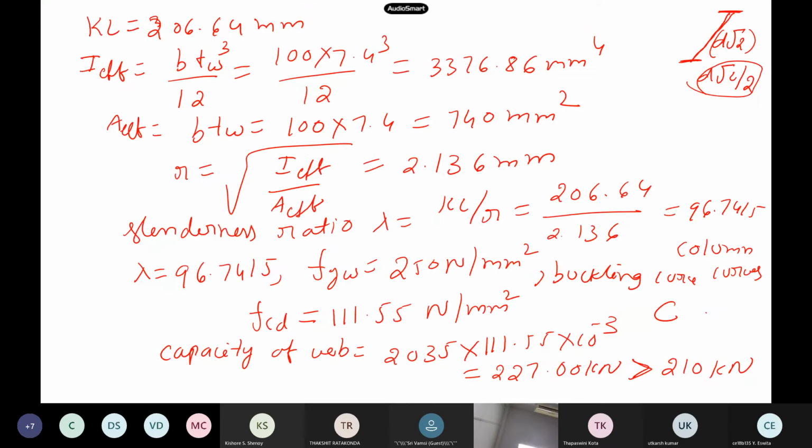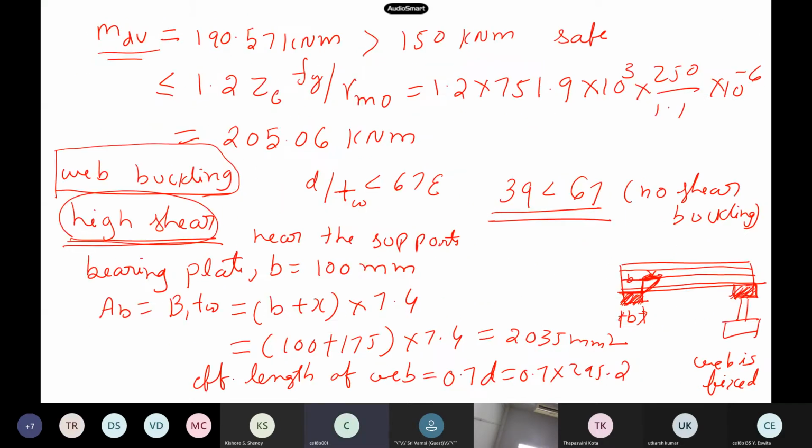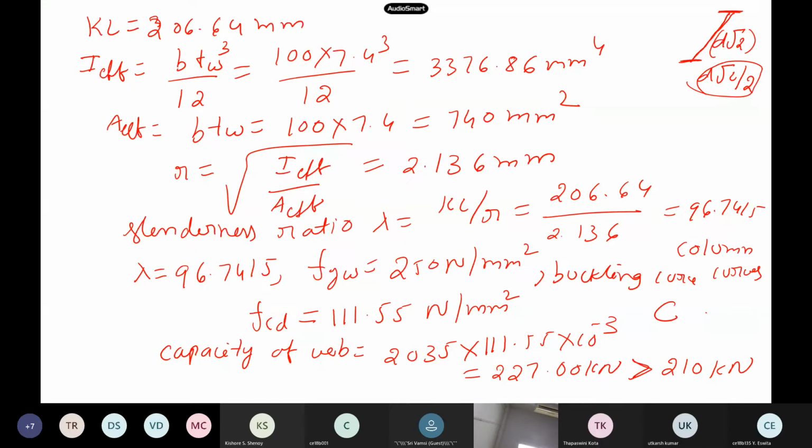Suppose all steps have passed, and here it is failing. Now what will you try to do? If you want to increase this value, what can you do? Which is in your hand? Sir, B. Excellent. So B is in your hand actually, the bearing length. If there is a chance to alter this value, you can just check this value itself. So this way, the web buckling is done.